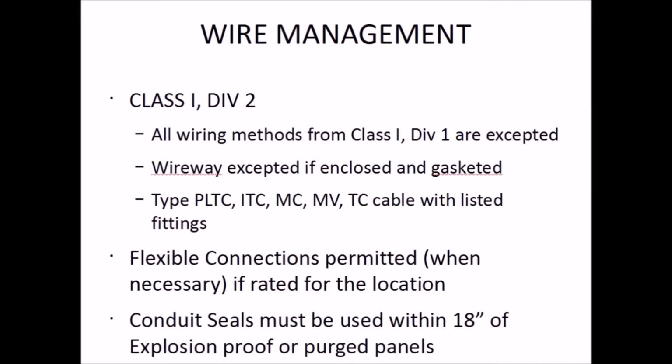In a Class 1 Division 2 location, all wiring methods from Class 1 Division 1 are accepted. Wireway is accepted if it is closed and gasketed. Type PLTC, ITC, MC, MV, TC cables with listed fittings. Flexible connections are permitted when necessary if rated for the location. Conduit seals must be used within 18 inches of the explosion-proof or purged panels.